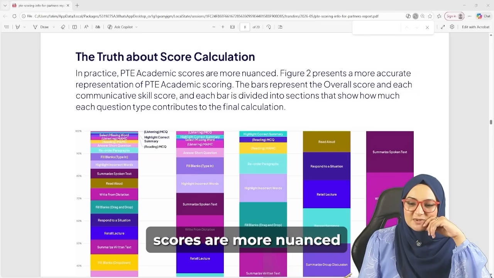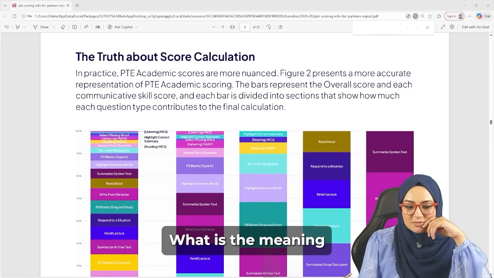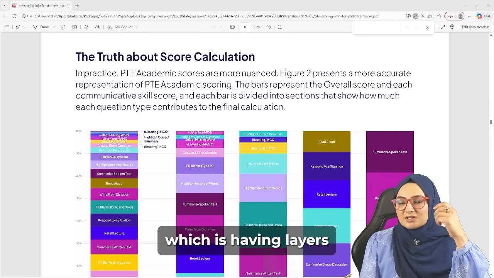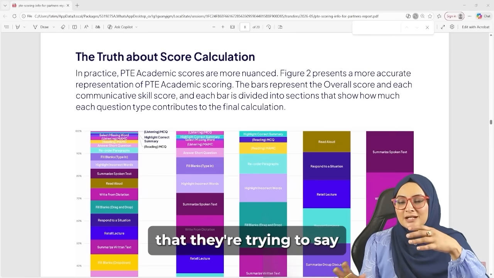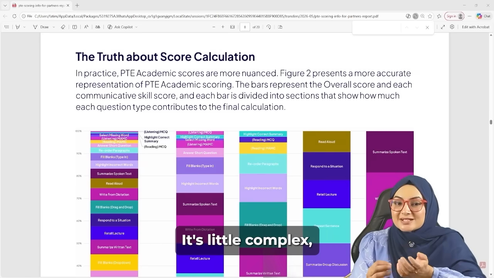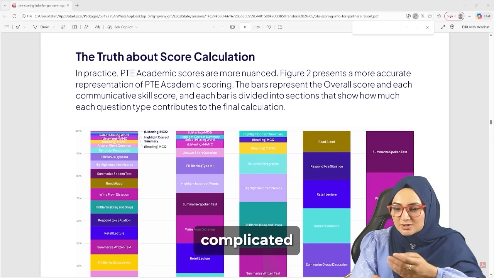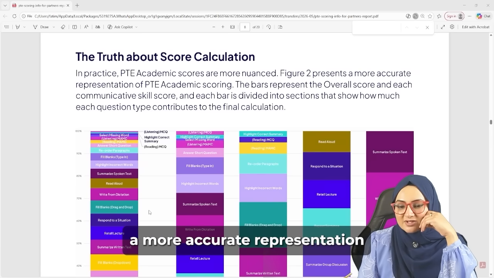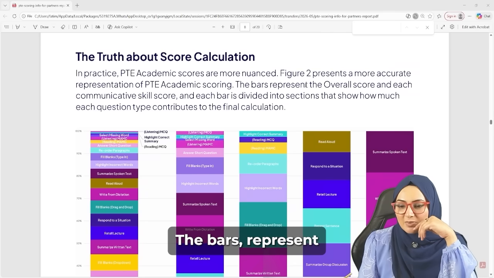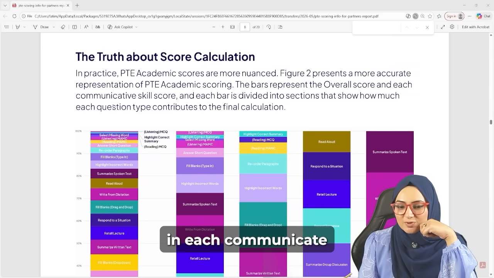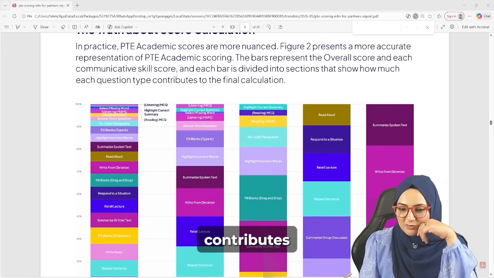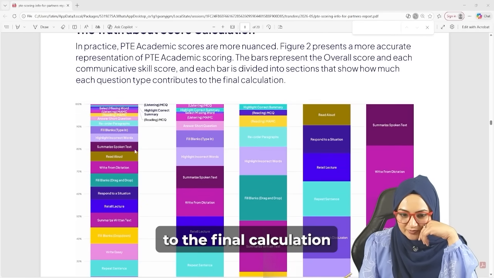In practice, PTE Academic scores are more nuanced. What is the meaning of the word nuanced? Now, in general, nuanced means something which is having layers. But here, they're trying to say that it's not very simple. It's a little complex, complicated. Okay, so figure 2 shows a more accurate representation of PTE Academic scoring. The bars represent the overall score and each communicative skill score, and each bar is divided into sections that show how much each question type contributes to the final calculation.